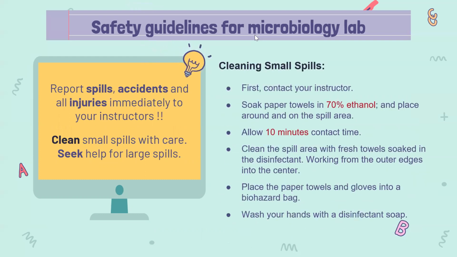And here are some brief guidelines for cleaning up small spills. First, contact your instructor. Then soak paper towels in 70% ethanol, and place the towels around and on the spill area. Then allow 10 minutes contact time. After the 10 minutes contact time, clean the spill area with fresh towels soaked in the disinfectant, working from the outer edges into the center. Then place the paper towels and gloves into a biohazard bag. And importantly, wash your hands with a disinfectant soap.